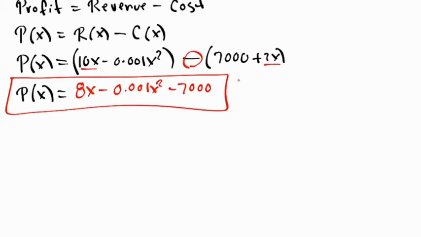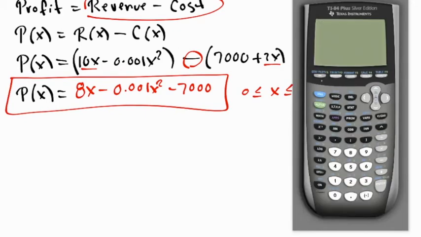So the domain of the profit is going to be a combination of the domain of the revenue and the cost. So we see that the domain is also going to be between 0 and 10,000 because that's where the domain of the functions that make up profit exist. And now we're asked to sketch a graph. So we're going to go to y equals. We're going to go 8x minus 0.001x squared minus 7,000.